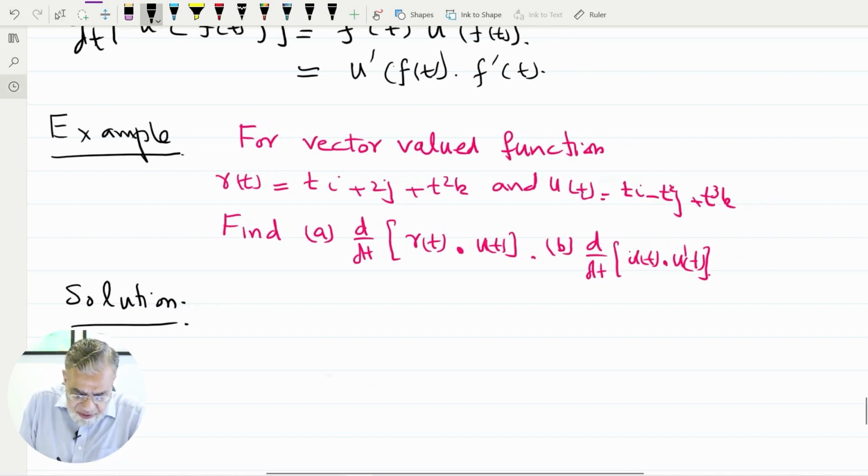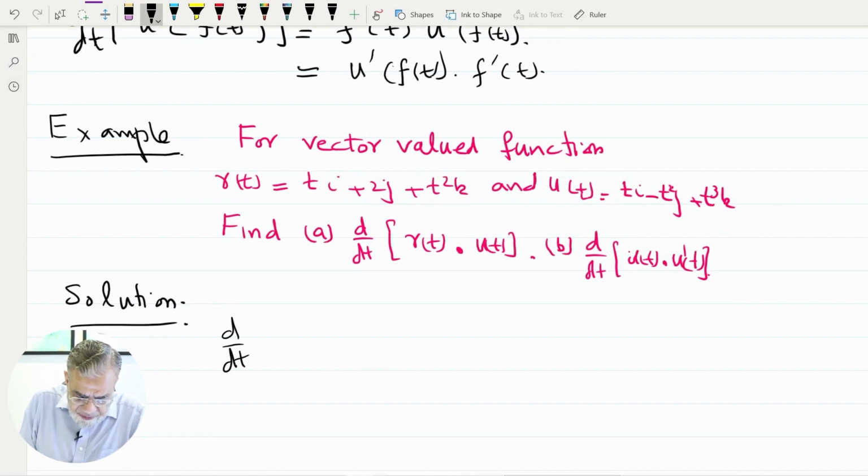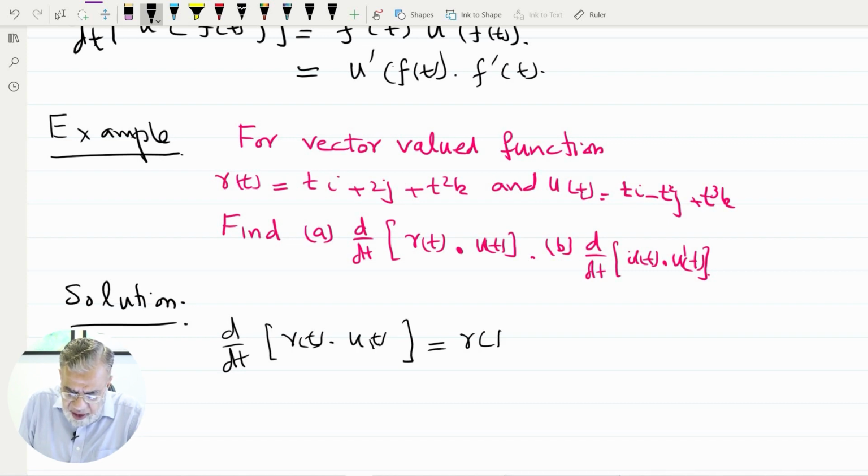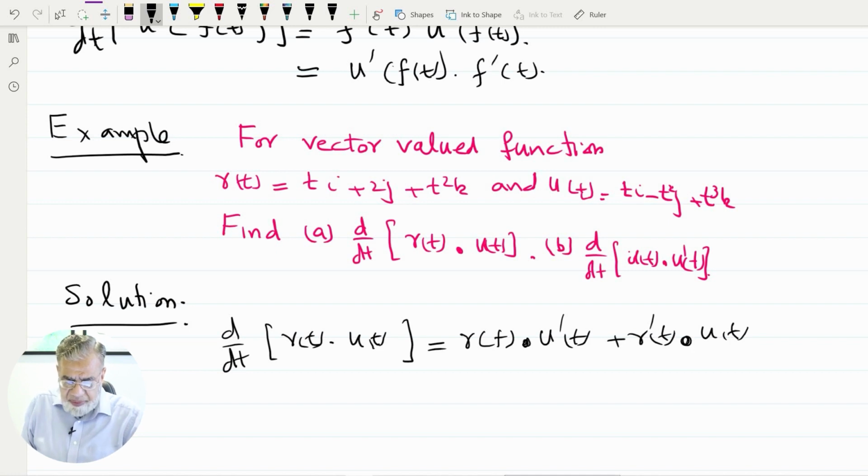Our formula is d by dt of the dot product r of t and u of t. R of t is a vector valued function, u of t is a vector valued function. We have r of t dot u dash of t, the derivative of u of t, plus r dash of t dot u of t. That's our dot product here, we must be very careful. This is a dot product, not a simple multiplication.